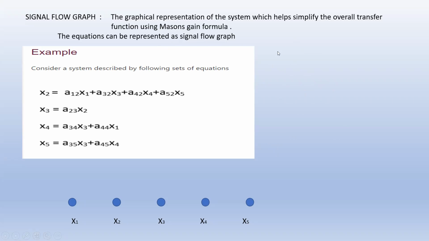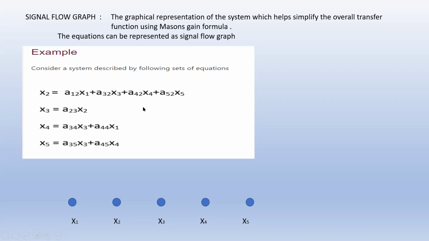So let us construct the signal flow graph for the following set of equations. So x2 equal to a12 x1. Here these are simultaneous linear equations which we have. This set of equations should be converted into a signal flow graph. Here x2, x1, x5 and so on are the signals, which at some point may be voltages or currents in a particular branch. So how do we do that?